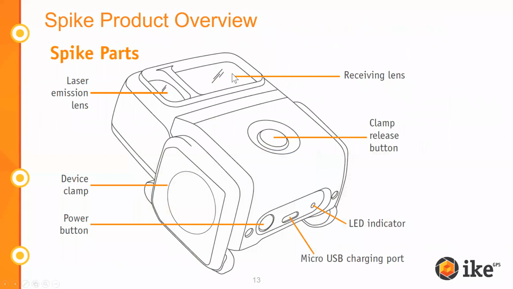So just a quick look at the Spike. The pieces of the Spike: laser emission lens here, receiving lens here. This is a smartphone version, so this uses a smart clamp to clamp on the outside of it. That is the release button for that. If you're working with a tablet version, that uses sticky tape on the back, which works extremely well. So make sure you like where your Spike is when you put it on your mobile phone or your tablet, because it's going to be on there for a while.